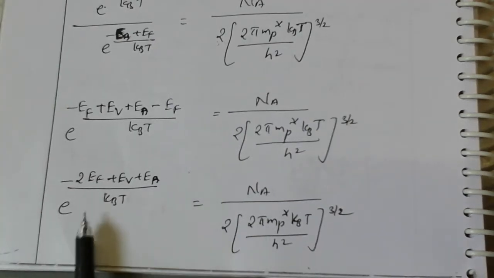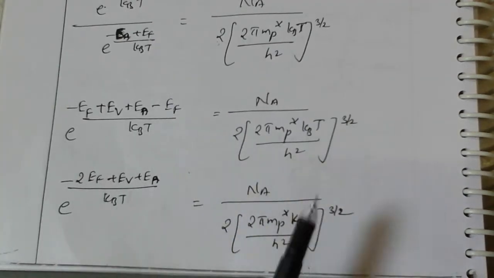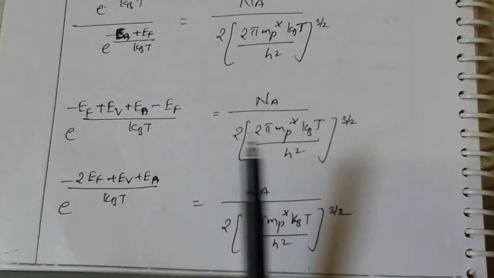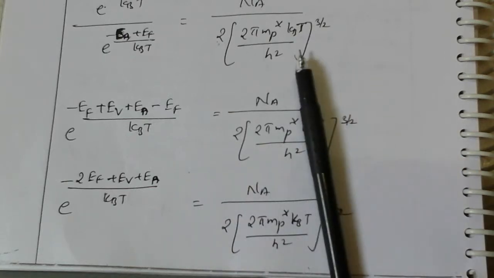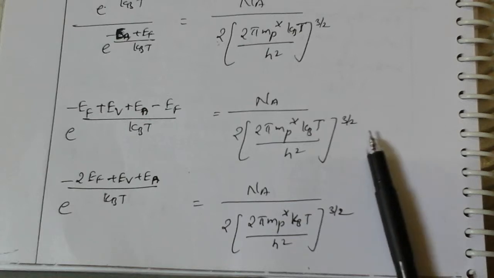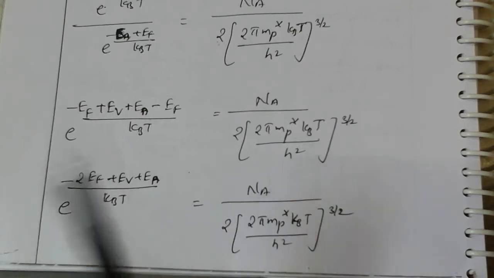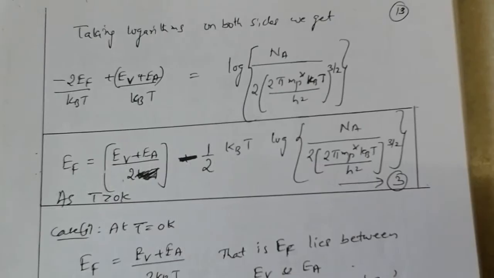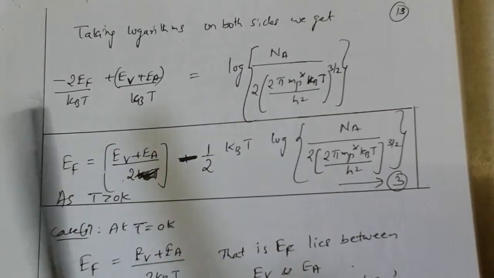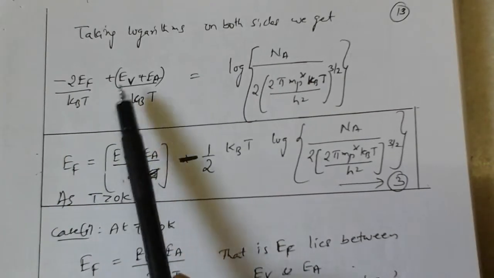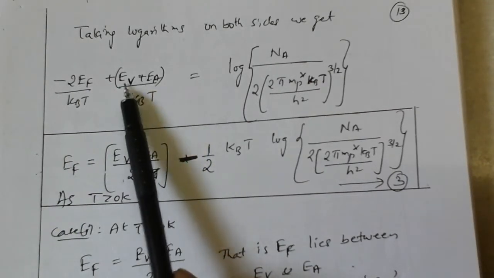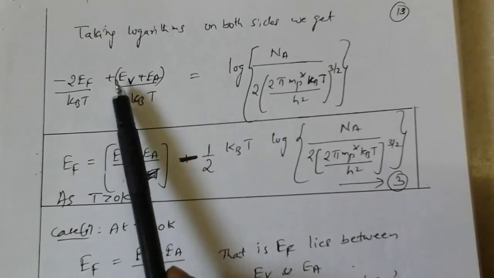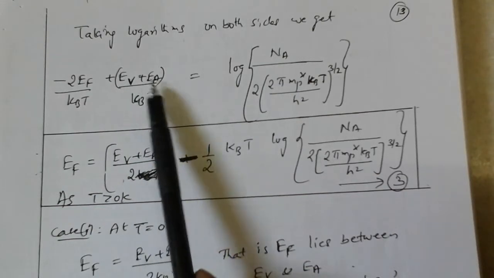So here the values on the left side are not changed. We are writing the same left side value here. So that's all, only the right side simplification we have done. Now we are writing here minus 2Ef by kBt plus Ev plus Ea by kBt.